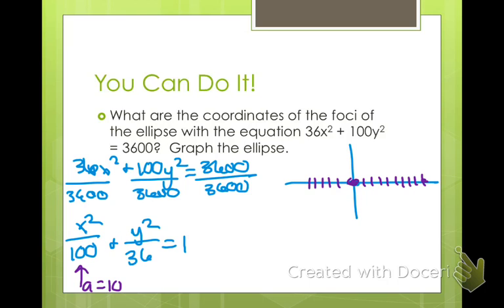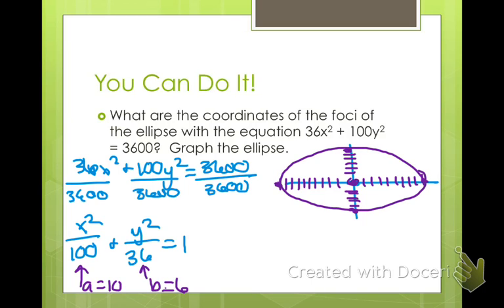1, 2, 3, 4, 5, 6, 7, 8. Okay, and I know that b is my other value. Take the square root of 36 and we get 6. So 1, 2, 3, 4, 5, 6, and 1, 2, 3, 4, 5, 6. Okay, and then I'm going to make a smooth curve to connect those. So there's my ellipse.